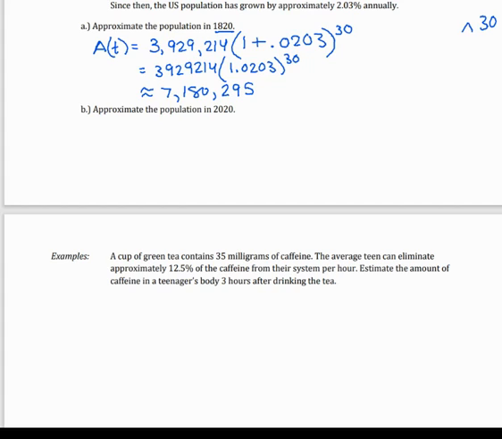Now, my hint for you for the last example is that a cup of tea contains 35 milligrams. The average teen can eliminate approximately 12.5% of the caffeine. Estimate the caffeine in a teenager's body after 3 hours. So if I'm eliminating it, we're going to decrease and start to decay. Okay?